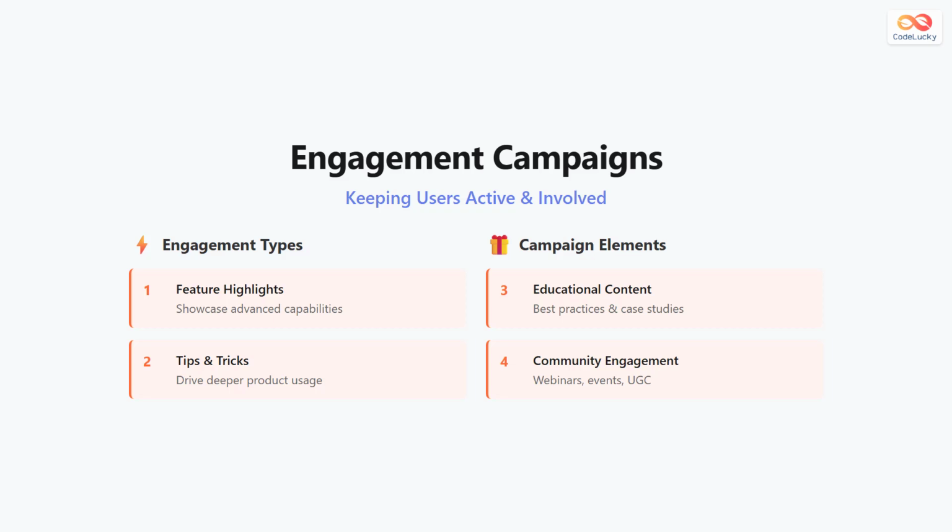Engagement campaigns keep active users interested and deepen their relationship with your product. These campaigns showcase advanced features that users may not have discovered on their own. Share tips and tricks that help users get more value from your product. Provide educational content like best practices and case studies that demonstrate real-world success. Foster community engagement through webinars, events, and user-generated content. The goal is to increase feature adoption and product usage over time.